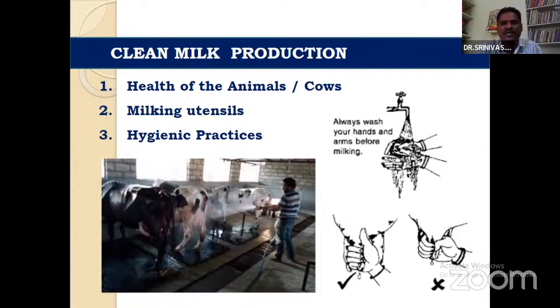Hygienic practice involves cleaning of the animal sheds and keeping the dung and whatever dairy byproducts there are away from the shed. As you can see in the slide, always wash your hands before milking. They should wash their hands before milking, clean the udder with disinfectants, and follow proper milking methods. With training, they can practice clean milk production and hygienic practices. It's very important to go for good quality of the milk.